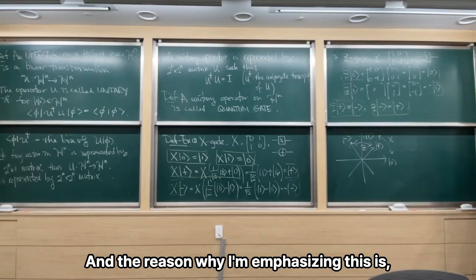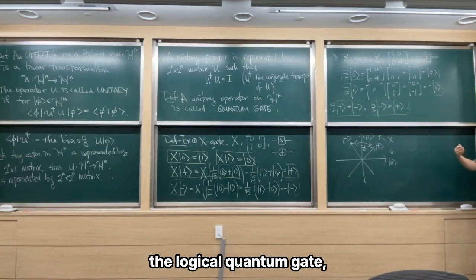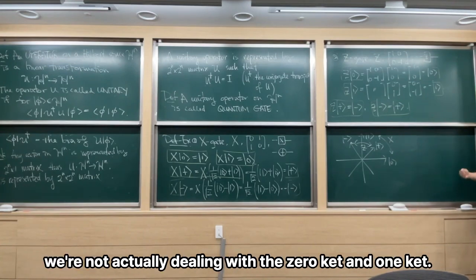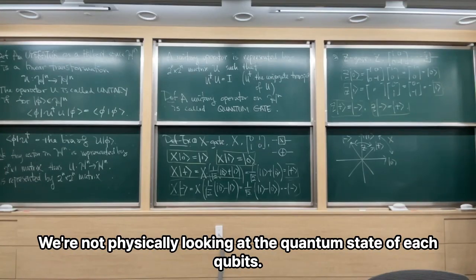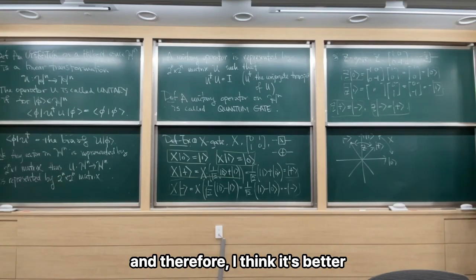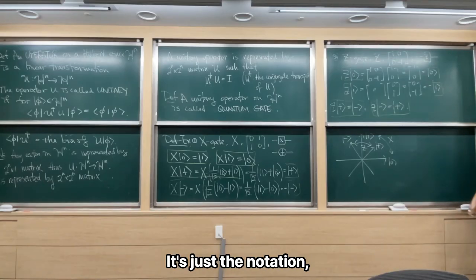And the reason why I'm emphasizing this is when we go to quantum error correction, we need to think about logical quantum gates, or logical qubits. In that logical qubit state, we're not actually dealing with 0 ket and 1 ket. We're not physically looking at the quantum state of each qubit. We're looking at it in an ideal sense. And therefore, I think it's better to drop the idea that these kets are real. It's just notation. It's always relativistic.